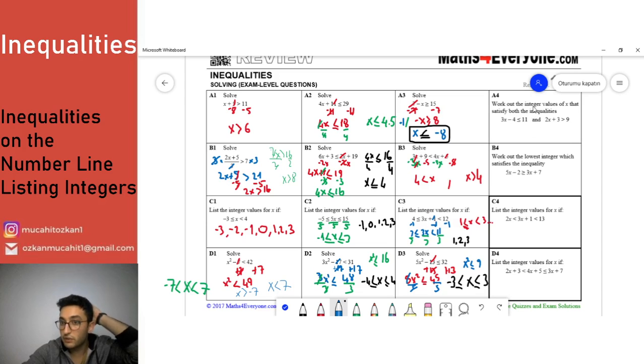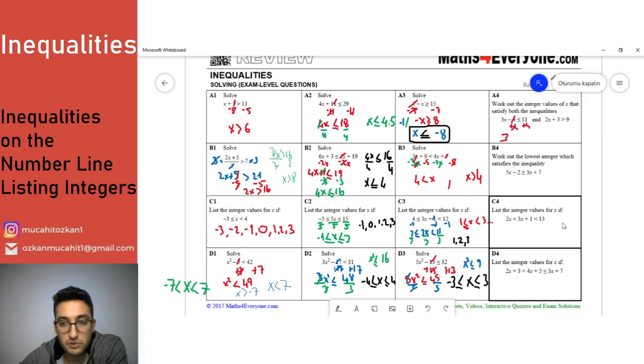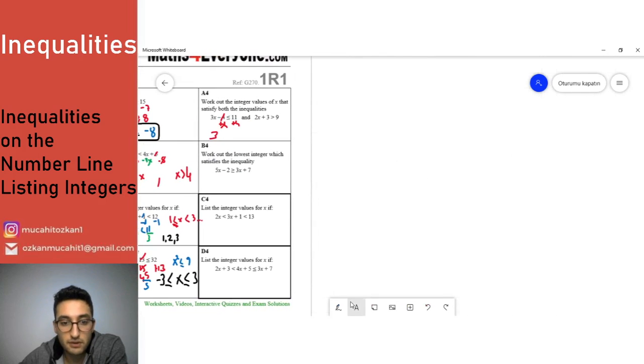Question A4. Work out the integer values of x that satisfy both the inequalities. So we have two separate inequalities which we need to solve separately, and we need to list the x values that satisfy both of them. Let's do it together. I mean, how is it going to be possible? I'm the only one who's solving the question. Anyway, let's add 4 on both sides. And 3x, probably I need to use the other side. If there's no space left in here, I'm going to use the other side.